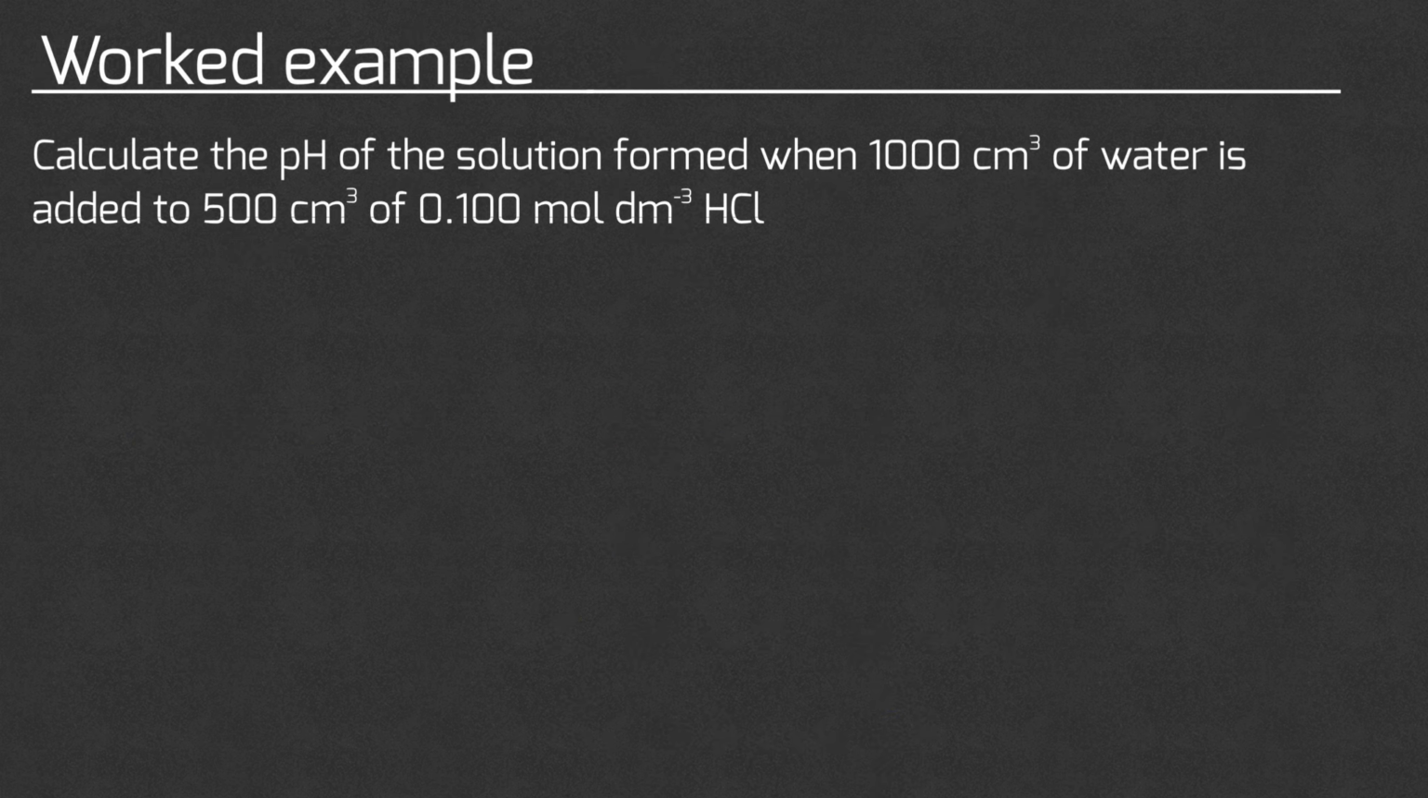For this worked example, we're calculating the pH of the solution formed when 1000 centimetres cubed of water is added to 500 centimetres cubed of 0.1 moles per decimetre cubed of hydrochloric acid. To start off this question, we need to write down the two equations we need to answer it. So we need to write down the equation showing us how to work out the new concentration when we've done a dilution, and the equation linking the pH and the concentration of hydrogen ions.